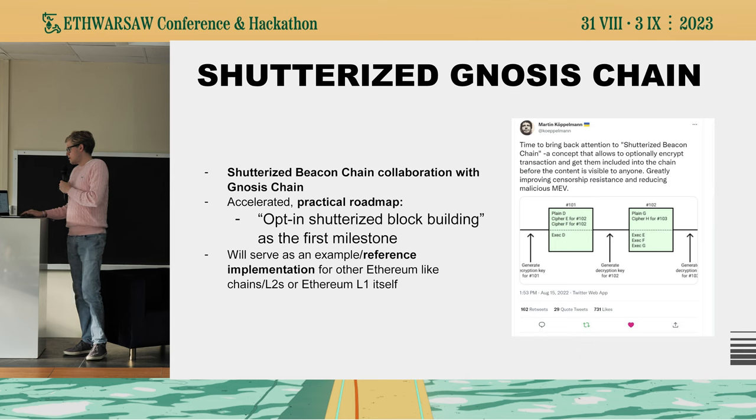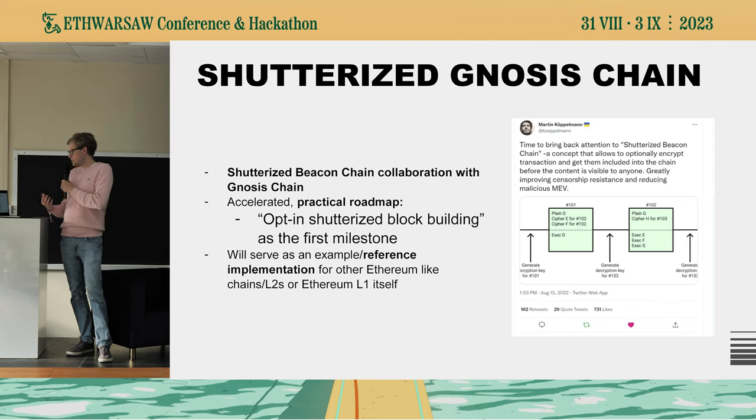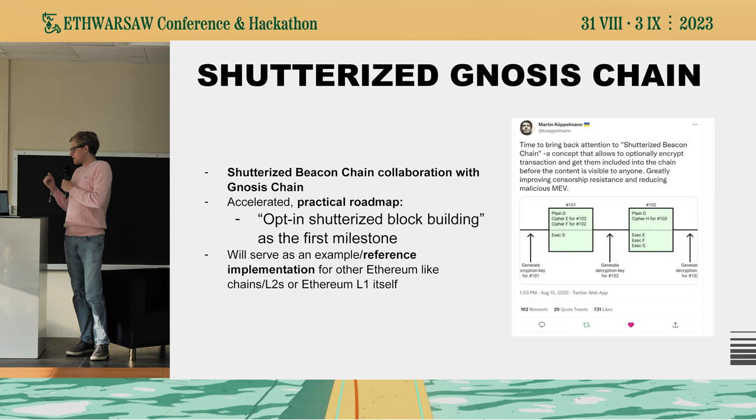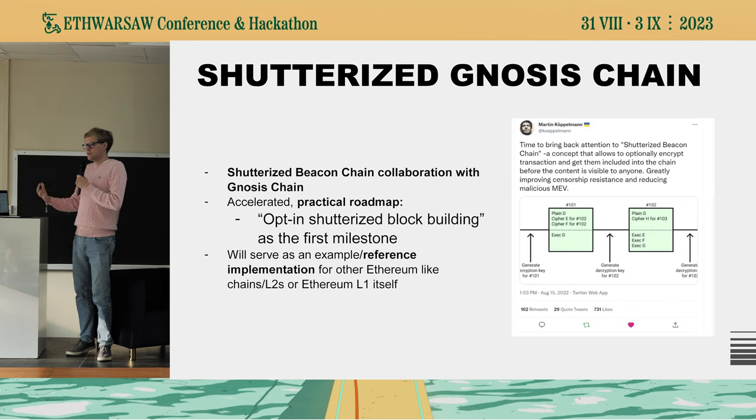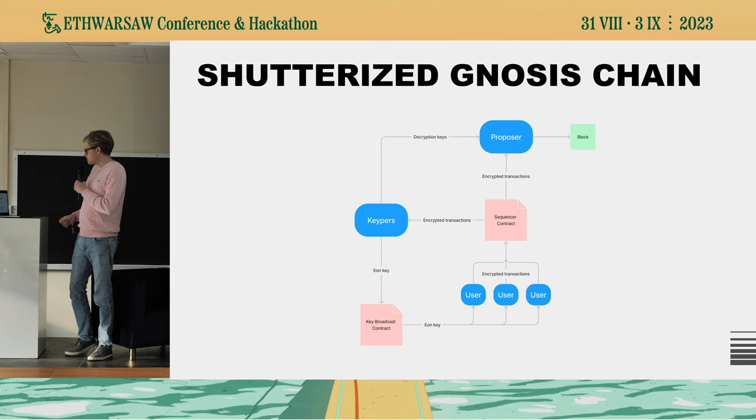And the Shutterized Gnosis chain, again, is this collaboration with Gnosis chain. They have a very similar vision on this. Martin is talking about this frequently on Twitter or in interviews. And all the benefits I said before, more neutral base layer, censorship resistance, MEV front-running resistance, that's what this is about. We have this practical, accelerated roadmap where we first build it as an opt-in soft fork variant. We think that'll be a nice first example and reference implementation of this idea, which then can be looked upon and copied by other L2s or Ethereum, even Ethereum L1 itself. So roughly speaking, this is our technical architecture.